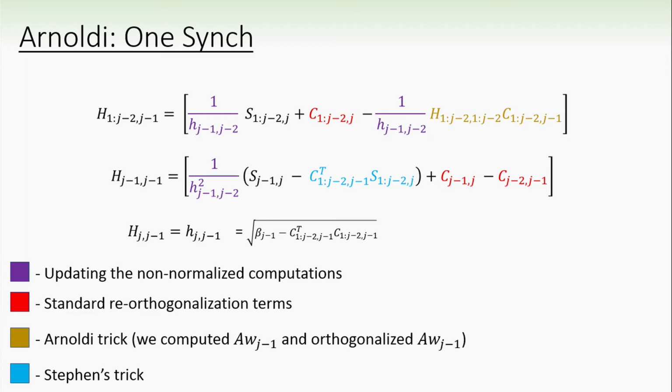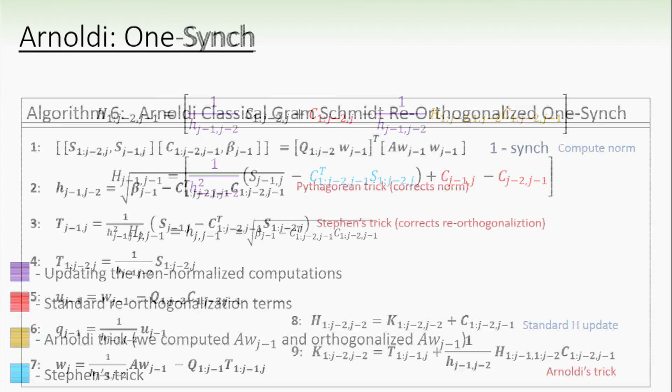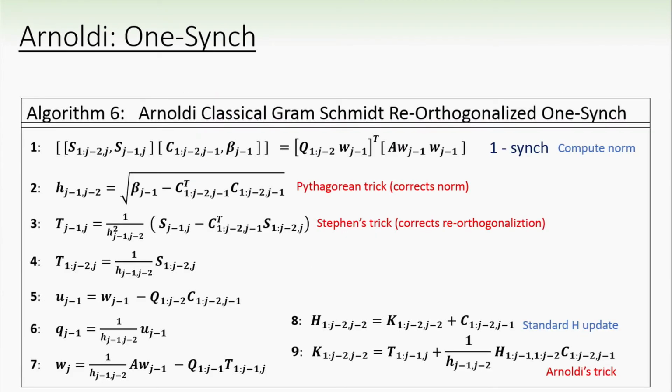The red are the standard reorthogonalization terms. The S, again, are just the first projection terms. This blue term is Stephen's trick exactly from the context of QR, delaying that orthogonalization. And then the gold up here at the top is from the Arnoldi trick. And this allows us to expand the Krylov basis through W, but then recapture it all within the Q basis, which gives us, again, this final algorithm that allows us to be One-Synch in a CGS2 framework.